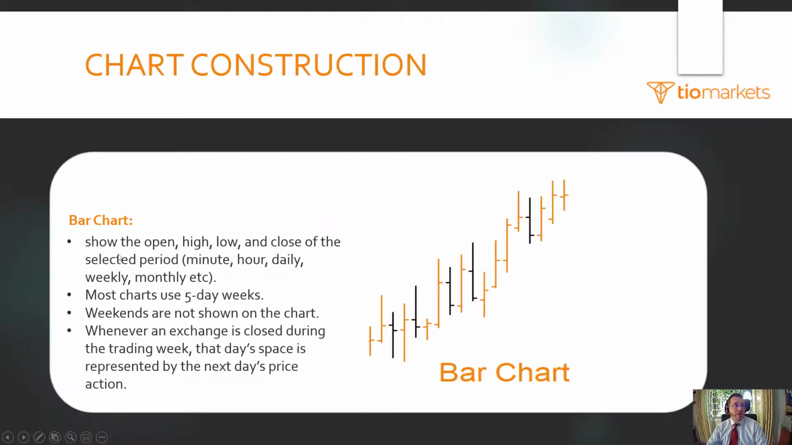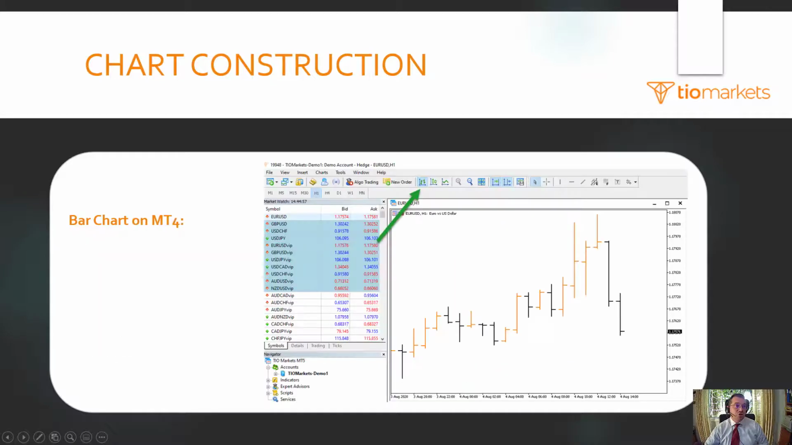let's get back to the slides for a second. Just to summarize the bar chart, it shows the open, the high, the low, and the close for whatever time period you're in. Most charts use a 5-day week. Weekends are not shown. When an exchange or a market is closed, you're not going to see that data in the charts. To find the bar chart in the MT4 platform, you go to the toolbar, just like with the line chart, and you'll find it up here.